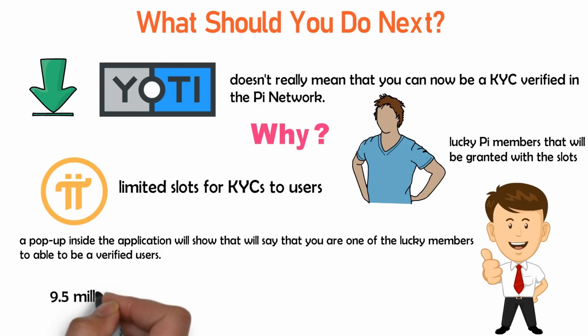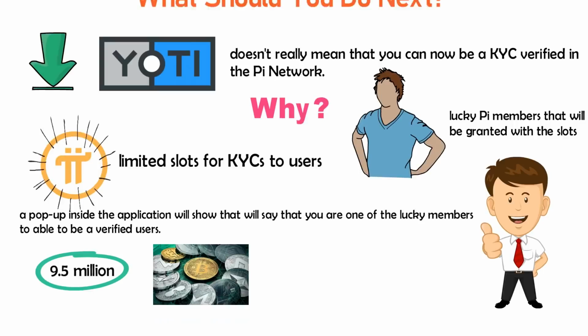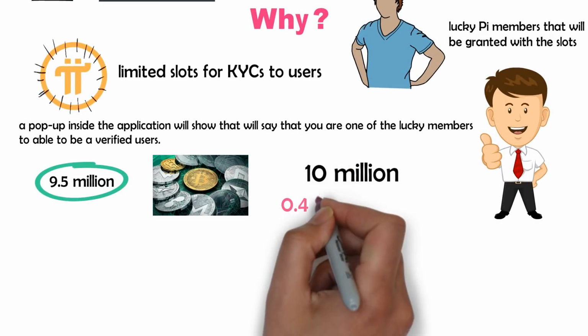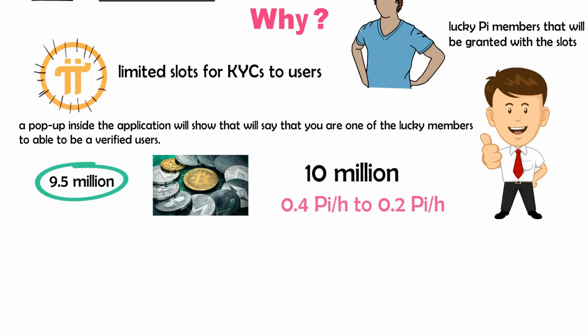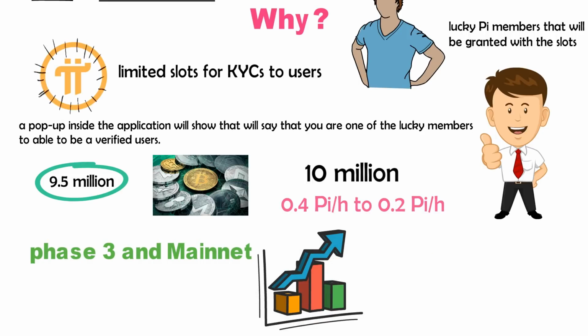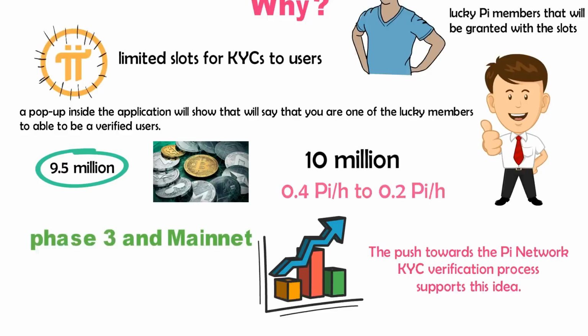As Pi Network has recently passed 9.5 million engaged users, excitement is building for the fledgling cryptocurrency. When Pi passes 10 million users, the basic mining rate will either fall from 0.4 Pi/hour to 0.2 Pi/hour or mining will cease completely. It could also herald the launch of Phase 3 and mainnet when Pi coins will finally become a tangible and tradable cryptocurrency. The push towards the Pi Network KYC verification process supports this idea.